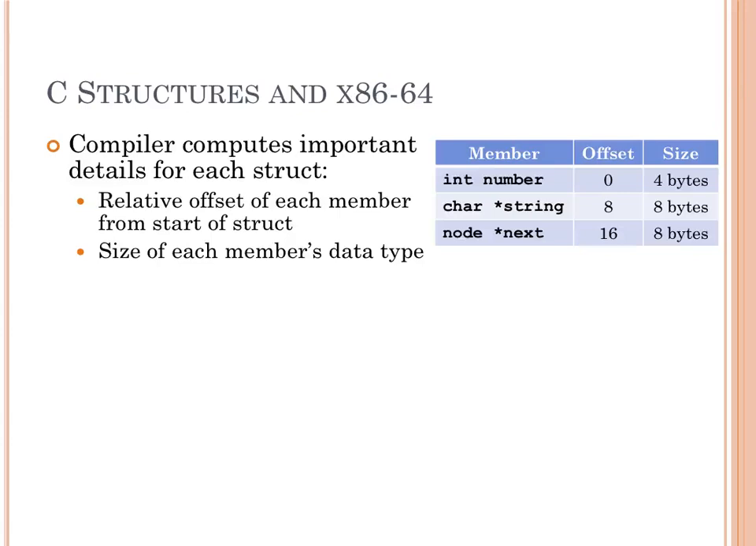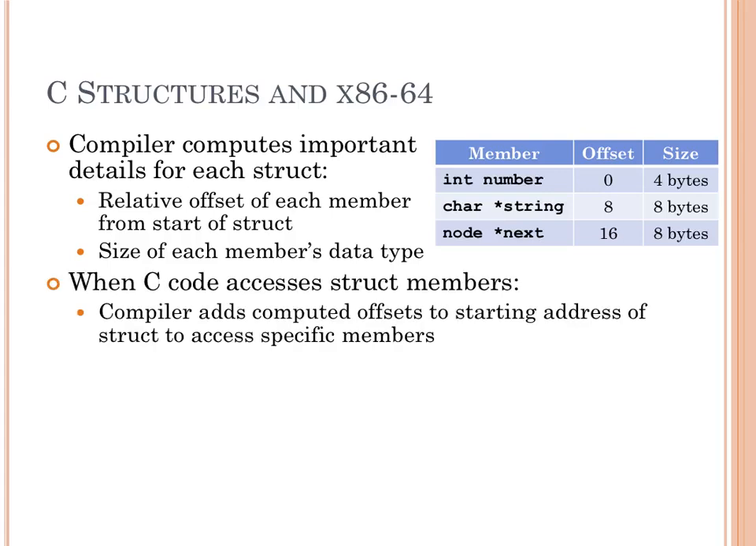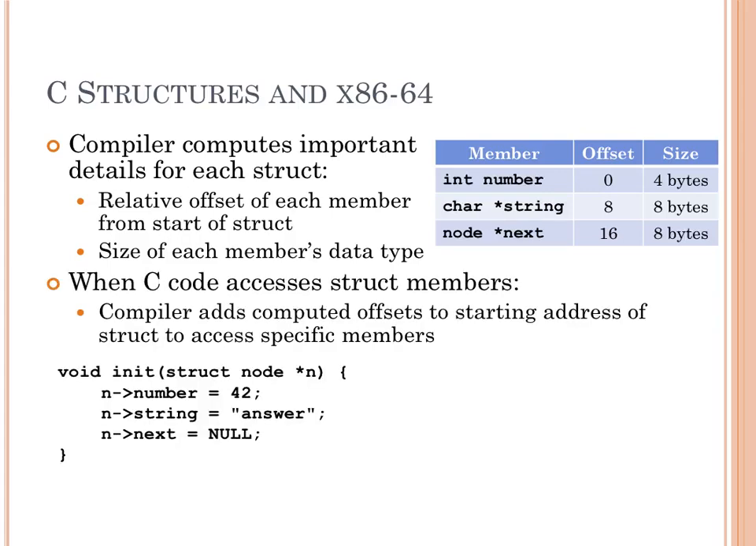So the compiler is going to figure out these details, and it'll have a table. It'll say node is a type, and it'll have this table saying this is where each of the members start, here are their types, and here's how large they are. So it'll do all of that. And when you have C code that accesses the struct members, it uses that table to look up how to generate the assembly code.